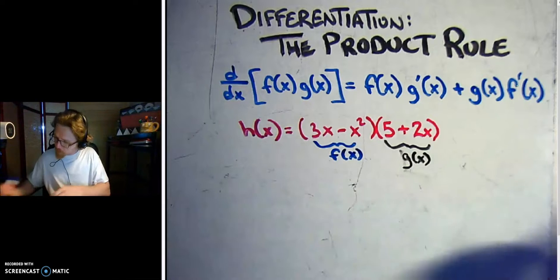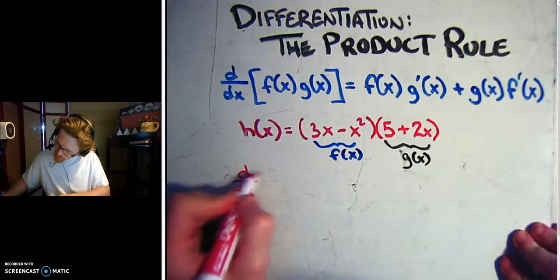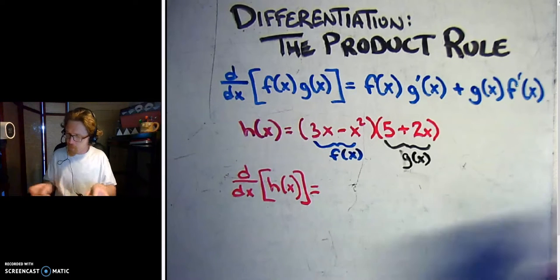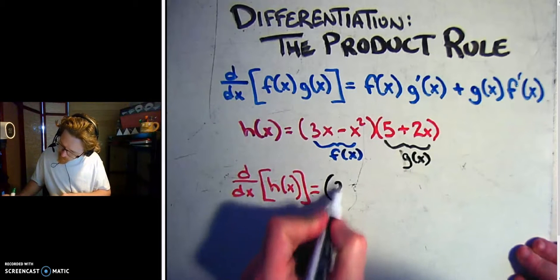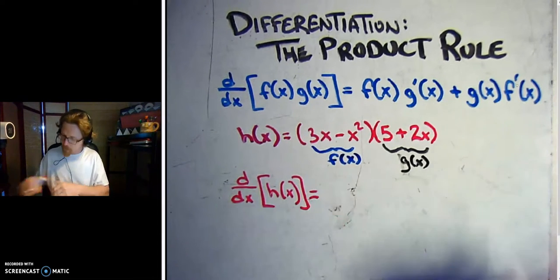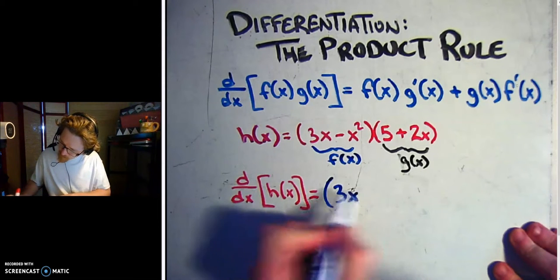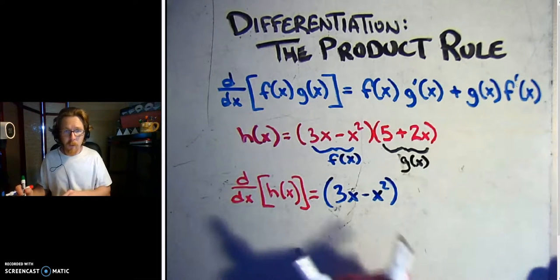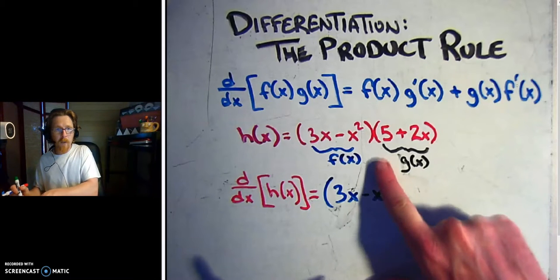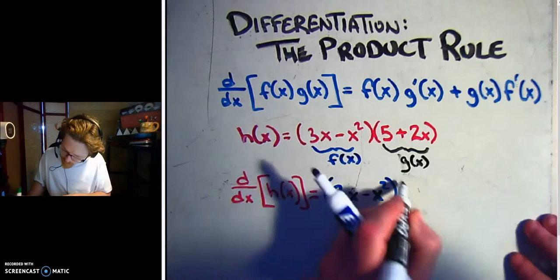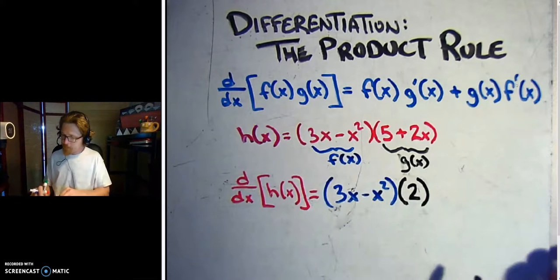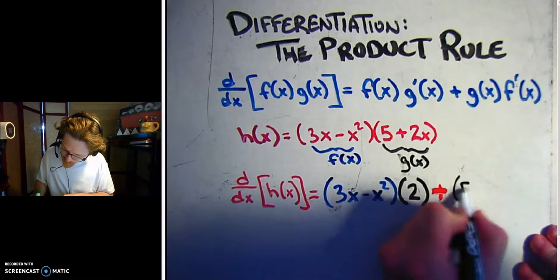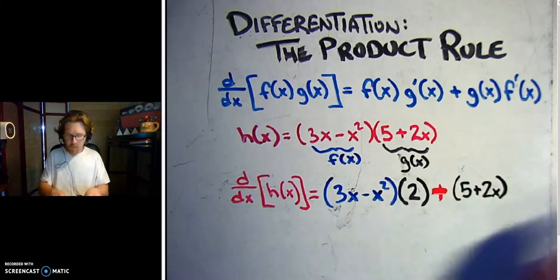So d dx of h of x is equal to, and we're just going to follow the code that we see. F of x, which is 3x minus x squared, I wanted to write it in blue just to follow my sight. G prime of x, that's going to be the derivative of 5 plus 2x. Well, the derivative of 5 is 0, and the derivative of 2x is just 2, so g prime of x is 2, plus g of x, which is 5 plus 2x, times f prime of x.